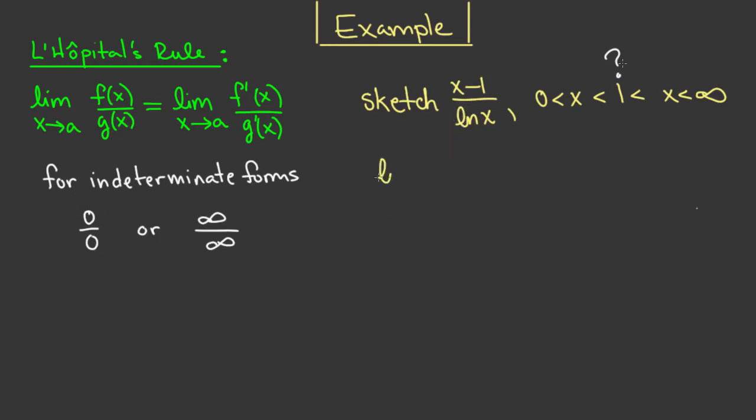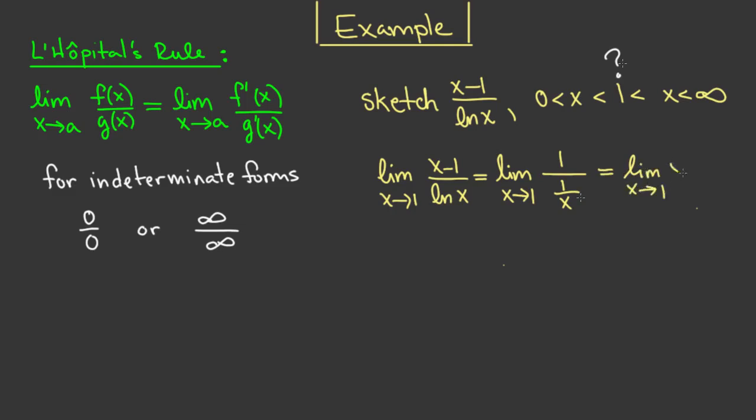So let's look and see what happens as x approaches 1 of our function, (x - 1) over log x. Applying L'Hopital's rule, we know that this limit is equal to the limit as x approaches 1 of the derivative of the top, which is equal to 1, divided by the derivative of the bottom, which is equal to 1 over x. Simplifying, this is the limit as x approaches 1 of x, which is, of course, equal to 1. So in fact, nothing crazy happens to our function at 1, and this is actually a removable discontinuity.